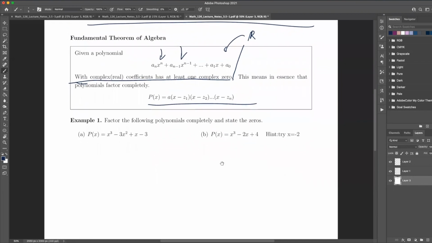Okay, so given that, we're just going to do the same thing we did in the last chapters. We're just going to now factor things that may or may not have complex zeros, and we're going to use all the tools we have available.